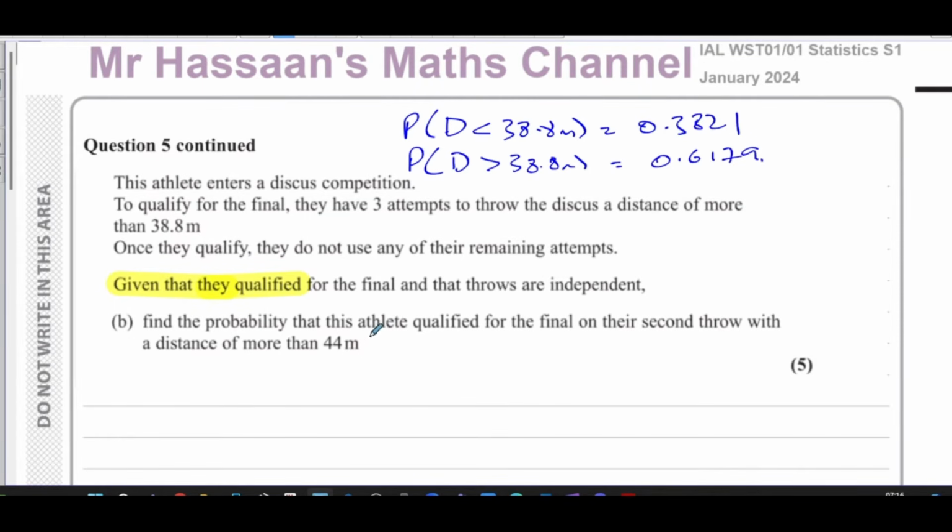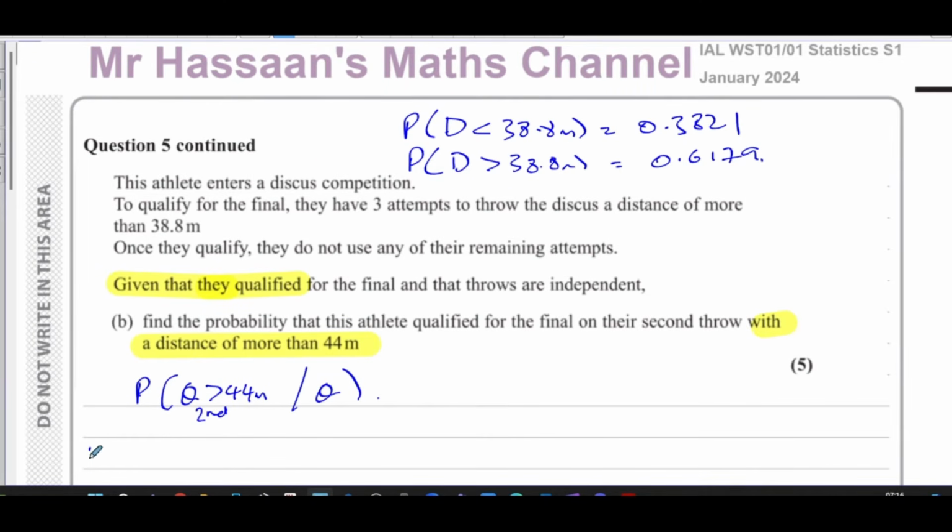Find the probability that this athlete qualified for the final on their second throw with a distance of more than 44 meters. Okay, so you need to read the whole question carefully. With a distance of more than 44 meters. If we look at the big picture here, we want to find the probability that they qualified with a throw of greater than 44 meters on their second throw, given that they qualified.